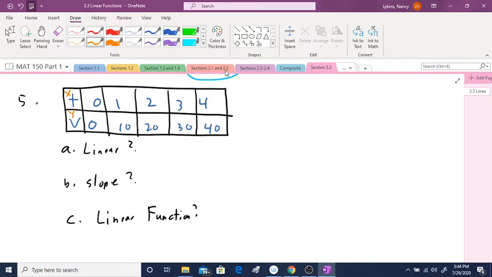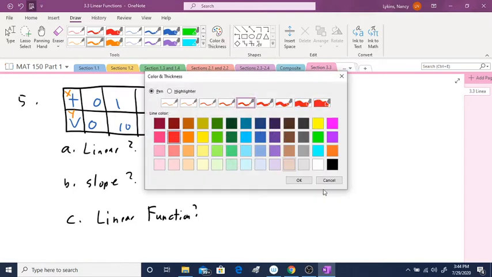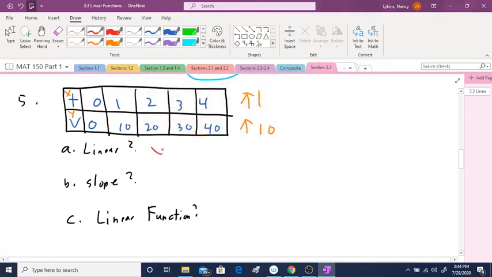Okay. Now, what is my x or my t value doing? They're going up by 1. What about my y value or my v value? They're going up by 10. So I can go ahead and answer the first part of this pretty quickly. What's the slope? The slope is 10 over 1, or 10.